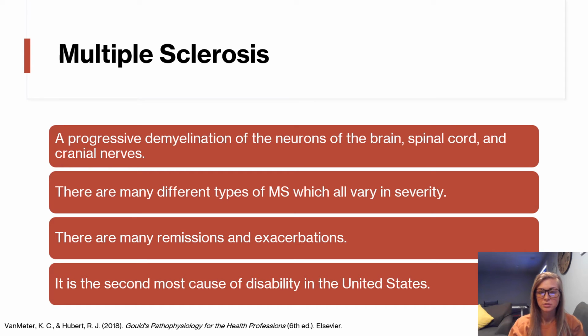So multiple sclerosis is a disease of the nervous system because it's progressive demyelination of the neurons of the brain, spinal cord, and cranial nerves. There's many different types of MS. They all vary in their severity, but it's characterized by many remissions and exacerbations. And then it's the second most common cause of disability in the United States.